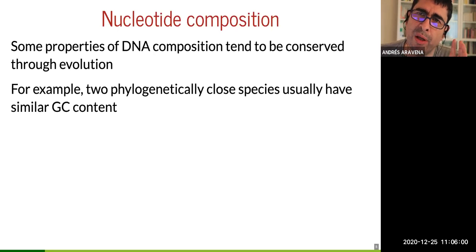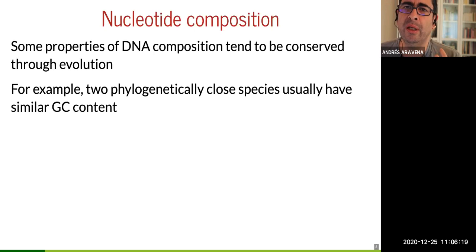Or let's say the other way, if two organisms have very different GC content, they are probably very different organisms. Okay, that is clear. If the GC content is very different, then the things are very different. You may still have similar GC content and still be different, but let's see.